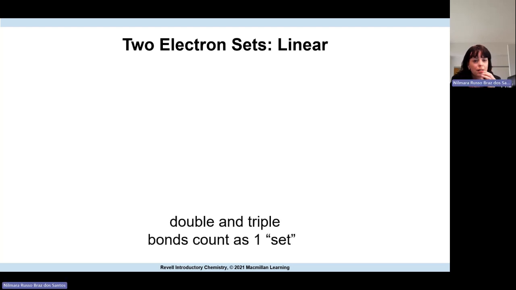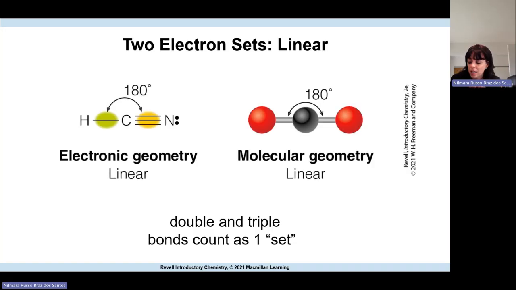So linear, when you have it, doesn't matter if you have a double or single or triple bond, they will count only as one set, okay? Electronic geometry will be linear, and the molecular geometry will be linear as well, because you don't see any non-bonding pair of electrons over there.